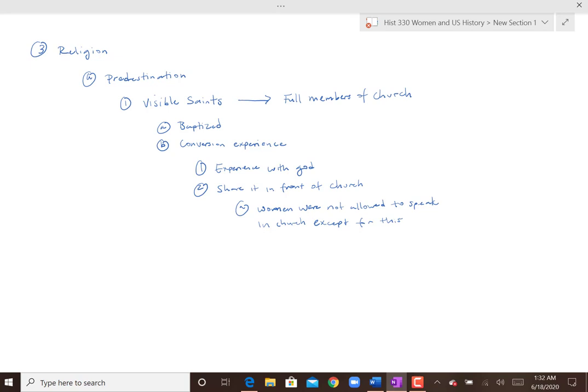Usually it was about how you felt God's presence, struck by a warmth and light. And then if your experience was deemed legitimate, which most of the time it was, you became a visible saint and a full member of the church. Full members did have benefits, because ultimately they ended up being the political elite and social elite in terms of family. So while the women might not be the political elite, socially they were elite.